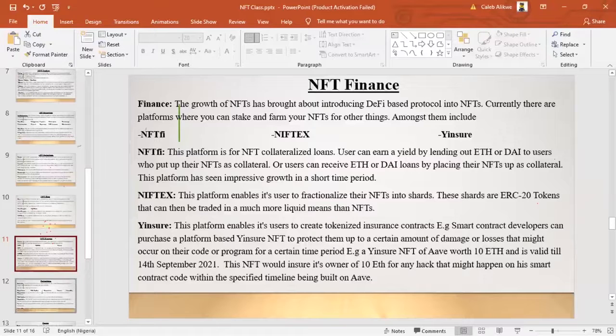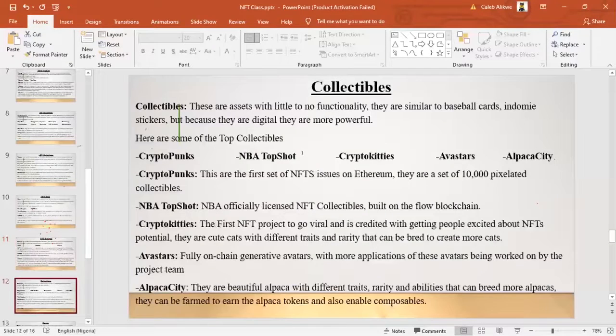Then collectibles. These are assets with little to no functionality. They're just things people want to keep that have intrinsic value. Examples are baseball cards, like what I mentioned already, Indomie stickers and the likes. And the major ones we know of are CryptoPunks, NBA Top Shots, CryptoKitties, Avastars, and Alpacadabraz.